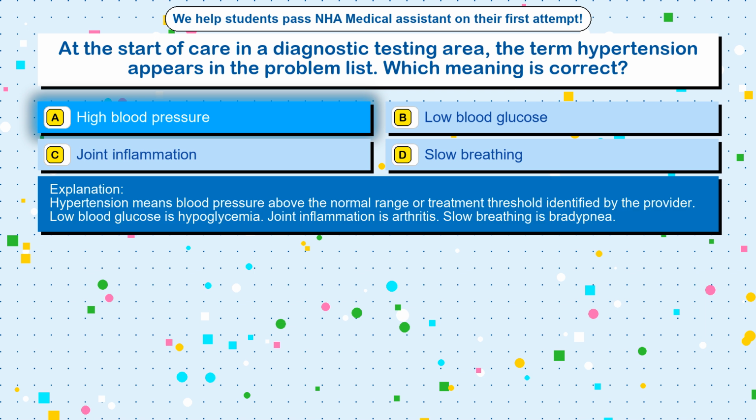Hypertension means blood pressure above the normal range or treatment threshold identified by the provider. Low blood glucose is hypoglycemia. Joint inflammation is arthritis. Slow breathing is bradypnea.